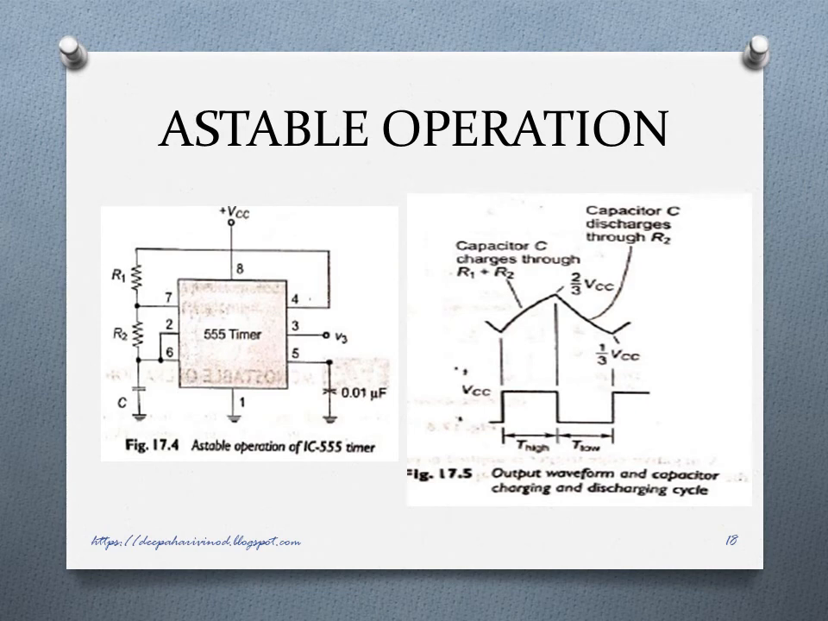Next is about the astable operation. So here we can see the astable circuit using 555 timer IC. The corresponding waveform is shown here. The main application of 555 timer IC is as an astable multivibrator or a clock circuit.